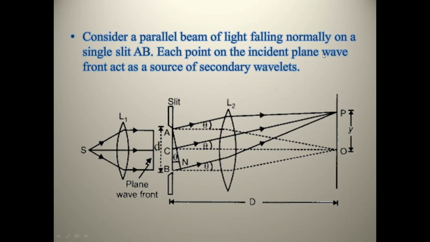Each point on the incident plane wavefront acts as a source of secondary waves according to Huygens principle. And the waves traveling in the direction of the incident beam converge at O. There is no path difference of the waves on reaching O, and the waves constructively interfere to give maximum intensity, and that is the central maximum.